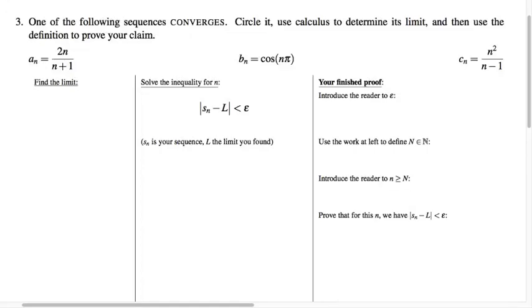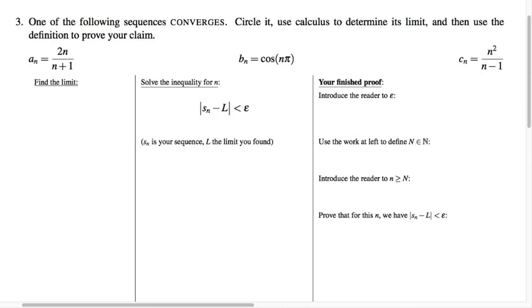So problems 3 and 4 are asking you to apply the definition of either convergence or of divergence to infinity for one of the three sequences that you've been given here, either the A sequence, the B sequence, or the C sequence. And so the first step in each of those processes is to decide which one of these three sequences actually meets the definition that you're going to be working with.